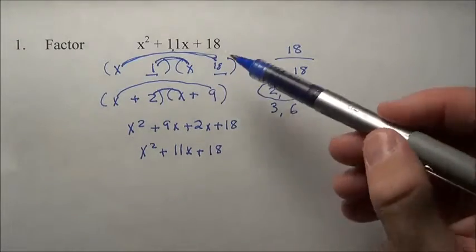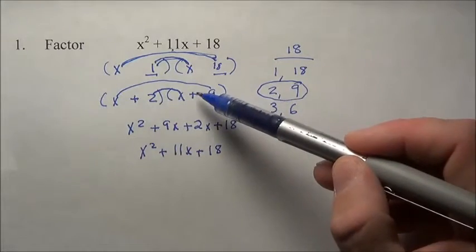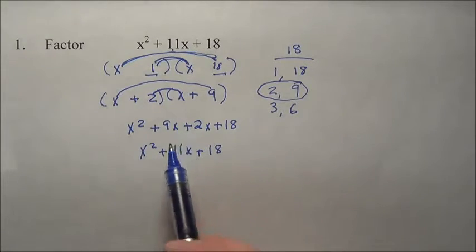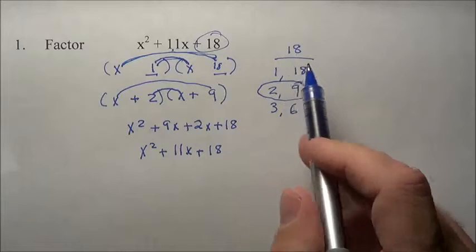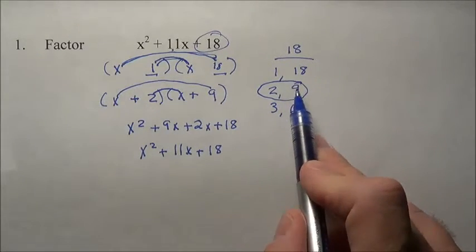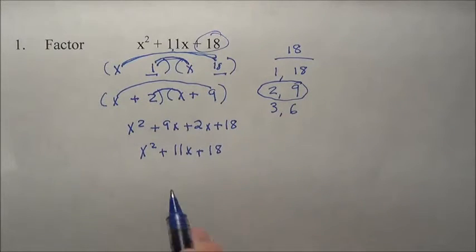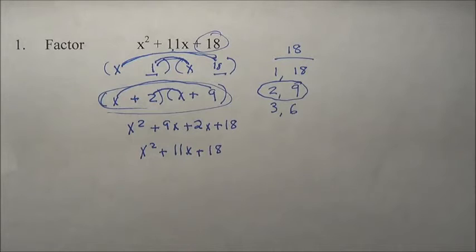We're just reversing the process we learned back in Algebra 1 of multiplying binomials. We're having to now undo that and break it back out into the product of two binomials. So all we do is take this 18, list its factors of what can multiply together to give it, and then see what combines to give us that positive 11. So in this case, it's x plus 2 times x plus 9.